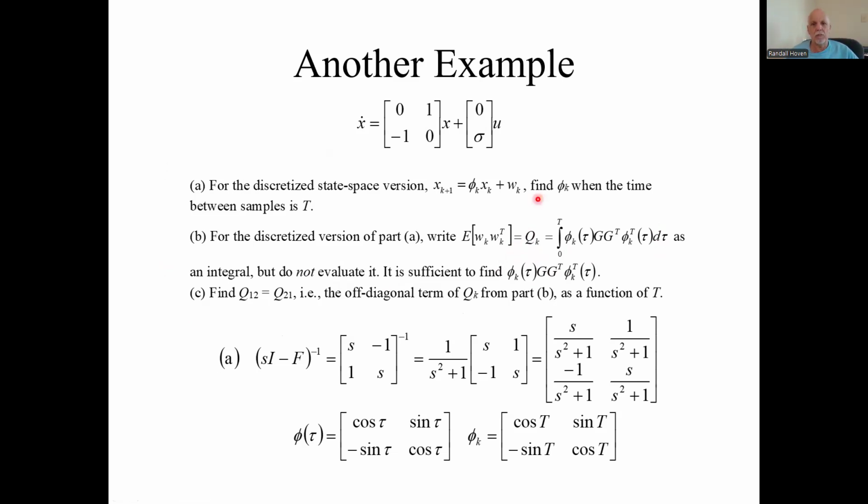So A, finding phi. First we find sI minus F. So that'll be s along the main diagonals minus F, so nothing to adjust on the main diagonals. Minus 1 up here and plus 1 down here. Now we take that matrix's inverse. For a 2 by 2, you need to know how to take the inverse of a 2 by 2 matrix. First, we divide by the determinant. It'll be s squared plus 1, so 1 over s squared plus 1 up front.